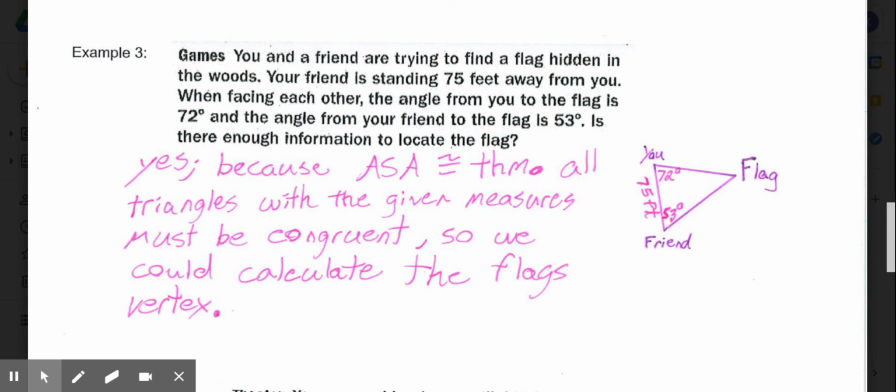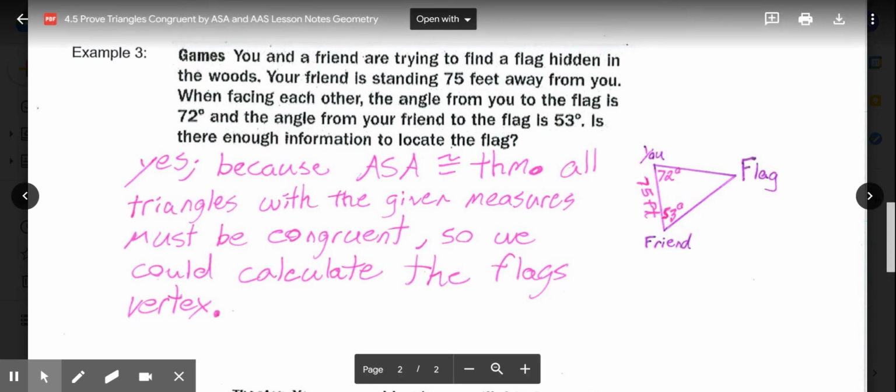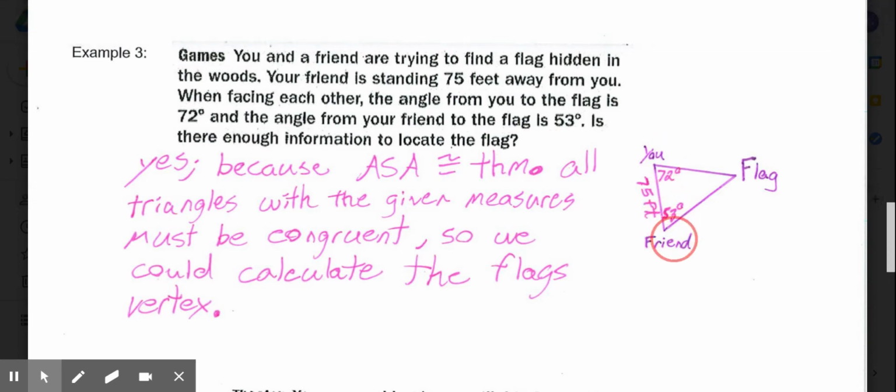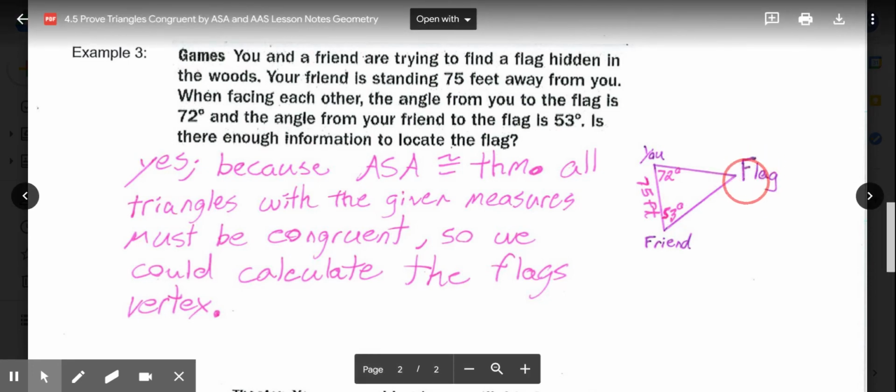So again, drawing a picture will help us start to understand the scenario. So I would just start with a dot for you and a dot for friend, connect them, and we know that distance is 75 feet. Now, if we're facing each other, I know the angle from myself to the flag is 72 degrees, and the friend to the flag is 53. So that means my flag would be somewhere out in this location.